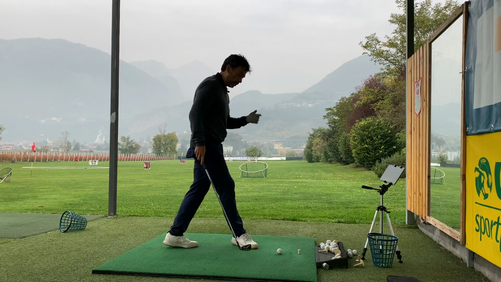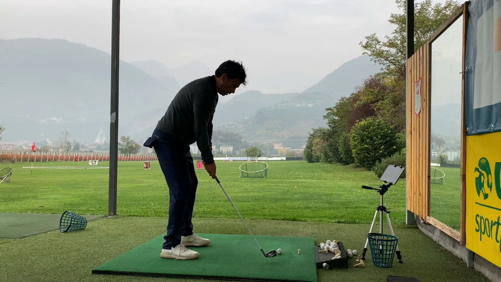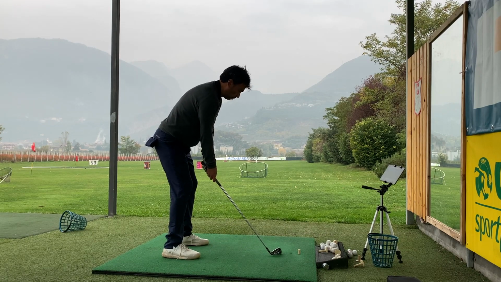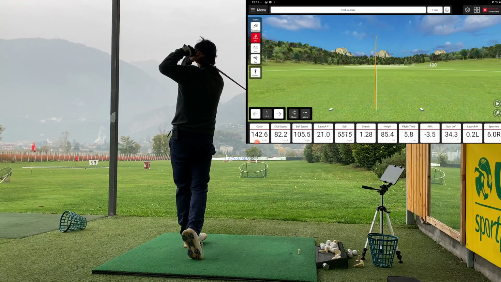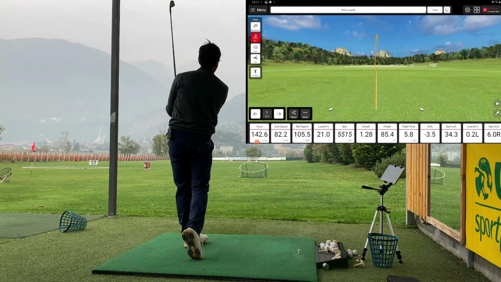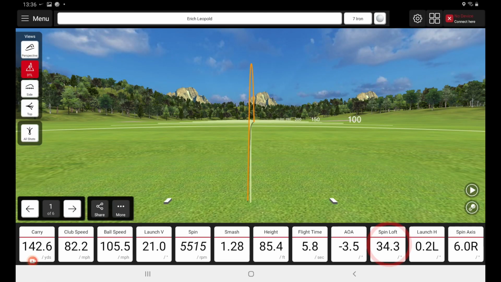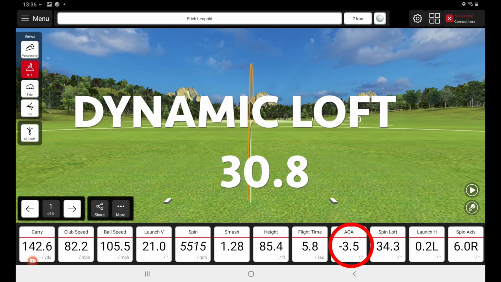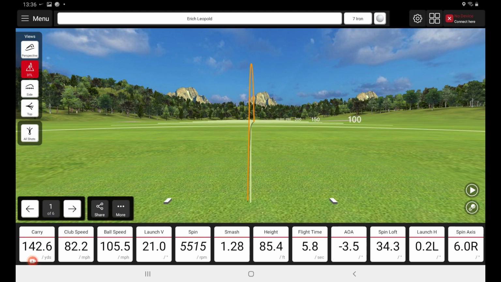I'm going to hit some shots so I can demonstrate for you. So 30.5 is the loft that I have. Just going to hit a shot. Kind of fade that a little. Okay, so we take the 34.3 spin loft, and the difference between that and the angle of attack is 30.8, and that is the dynamic loft, which in this case is a little higher than the actual static loft, so that's not a good thing.